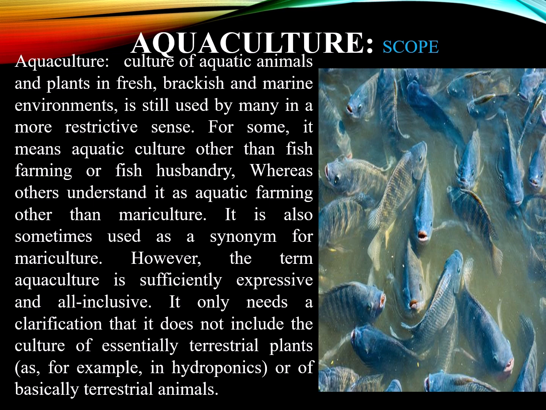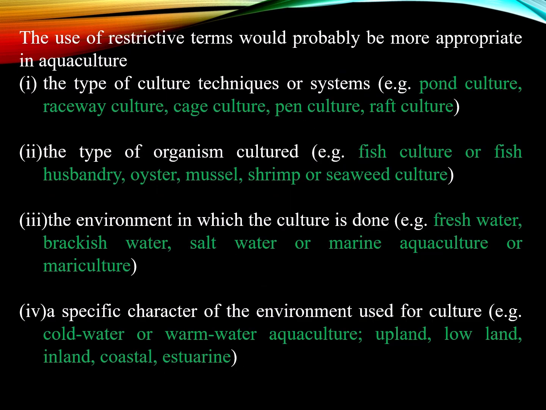It only needs a clarification that it does not include the culture of essentially terrestrial plants, as, for example, in hydroponics, or of basically terrestrial animals. The use of restrictive terms would probably be more appropriate in aquaculture, like the term used on the basis of the type of culture techniques or systems, e.g. pond culture, raceway culture, cage culture, pen culture, raft culture. Secondly, type of organism cultured, e.g. fish culture or fish husbandry, oyster, mussel, shrimp or seaweed culture.